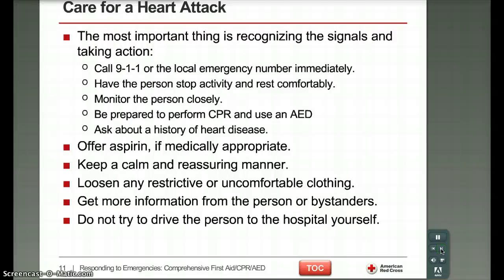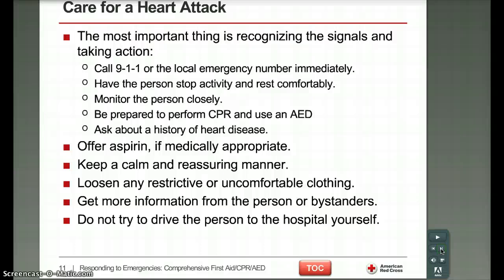How are we going to care for a heart attack? The most important thing is recognizing those signs and symptoms. We're going to call 911, have the person stop the activity. We're going to monitor them. We're going to be prepared to perform CPR and possibly use that AED, which we're going to talk about a little bit later. Ask if they have a history of heart disease.